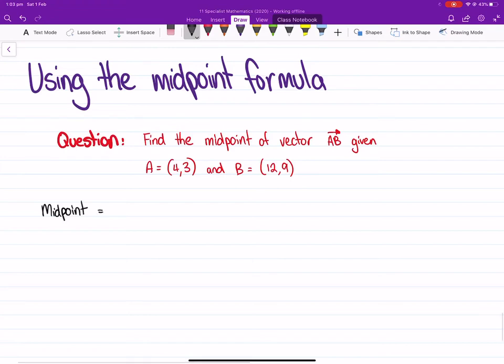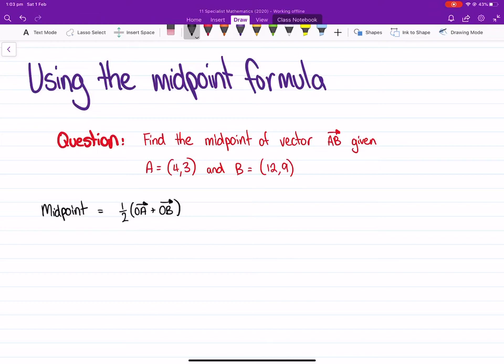So we're going to write down midpoint equals, and we're going to say 1/2 of vector OA plus OB. And so looking at this formula, we hopefully noticed that we need to establish what vector OA is and what vector OB is. And due to the nature of these vectors originating at the origin, all we really need to do is take the coordinates of point A and point B and put them in vector form.